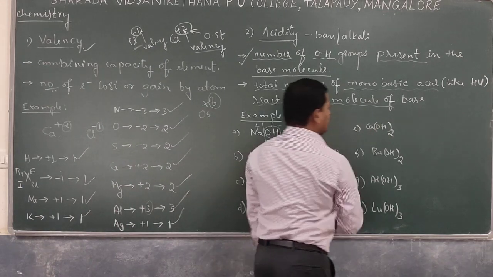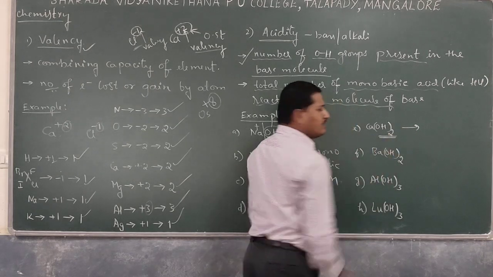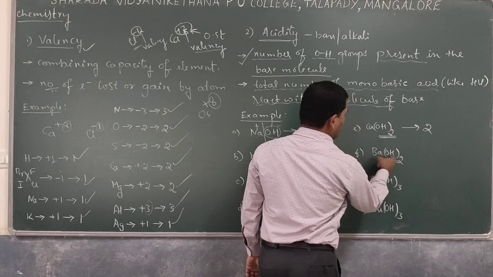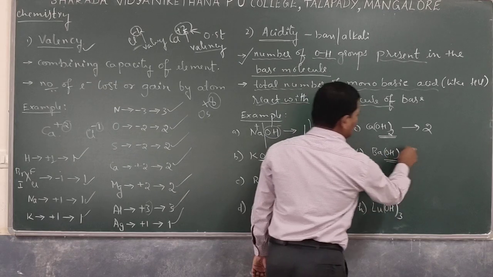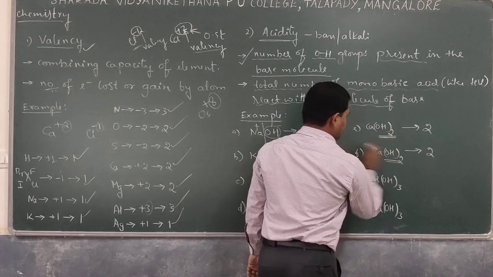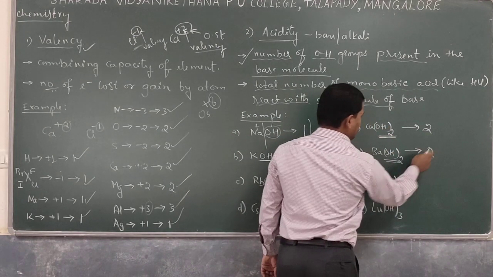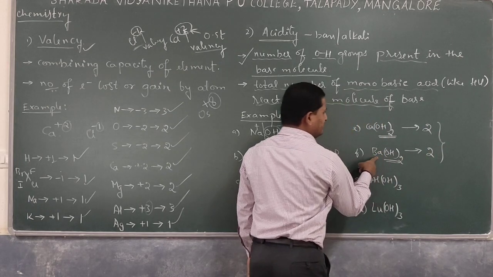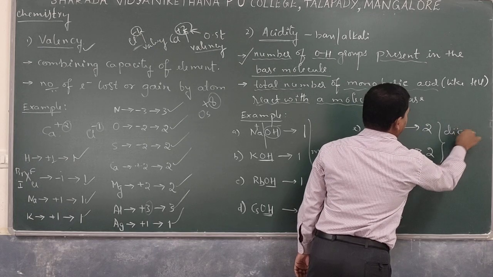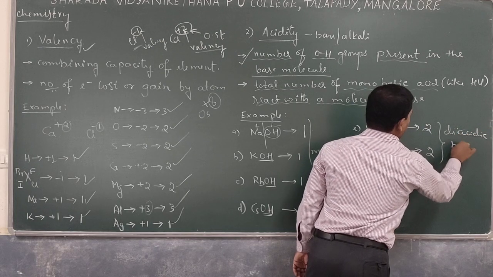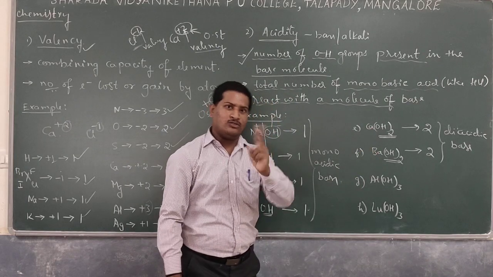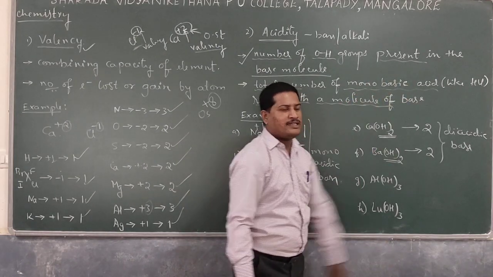Now coming to calcium hydroxide, the number of OH groups present is 2. As a result, the acidity is found to be 2. Similarly, barium hydroxide: two OH groups are present, so the acidity is 2. In these two cases where the acidity is 2, these two bases come under the category diacidic base. That means one molecule of these reacts with 2 molecules of a monobasic acid like HCl.